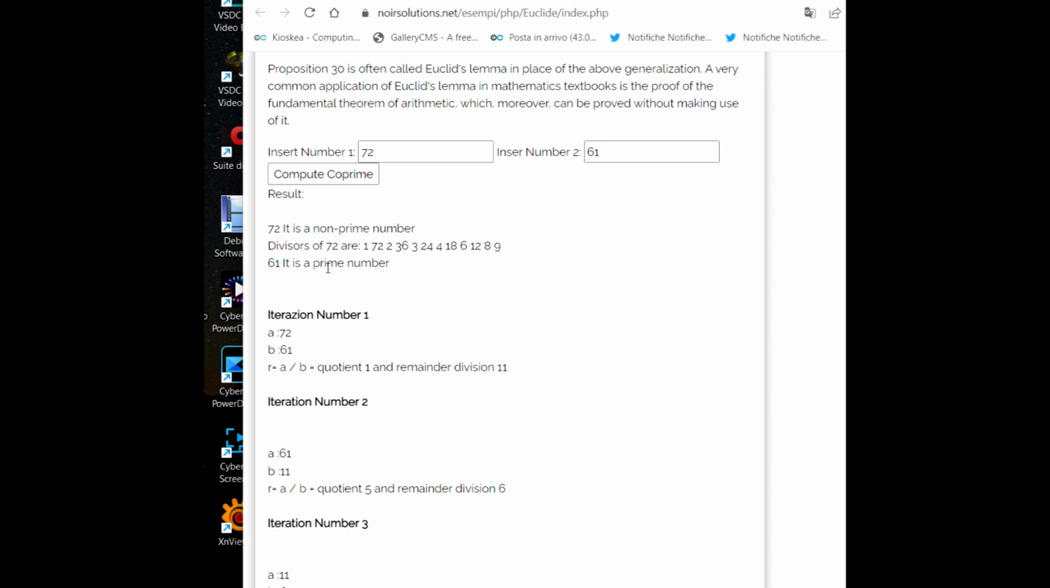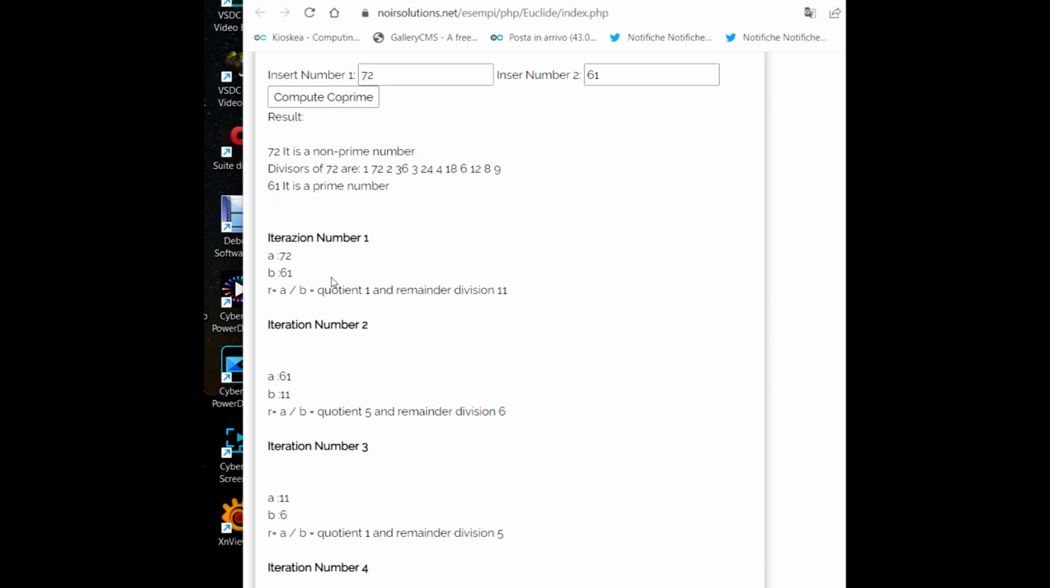while 61 is a prime number. So we can search if these two numbers are coprime or not. First iteration: A is 72, B is 61. The quotient is 1 and the remainder of the division is 11.